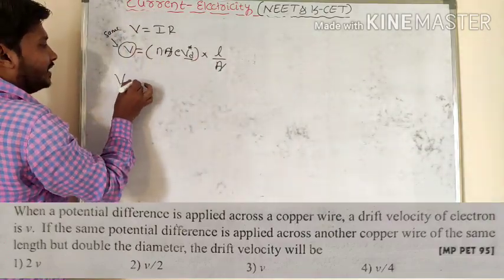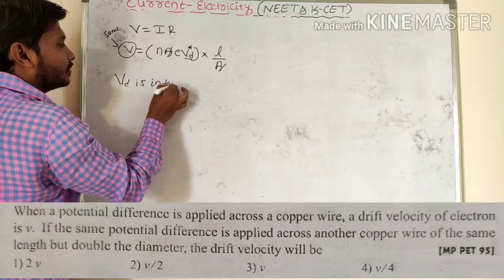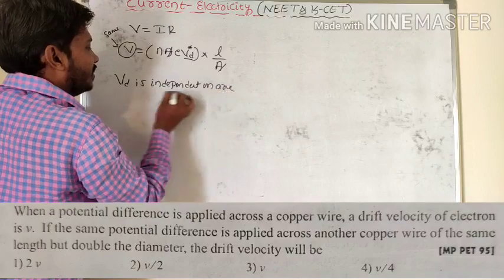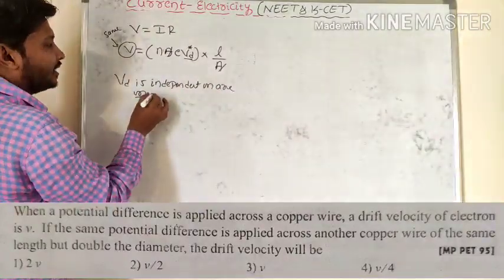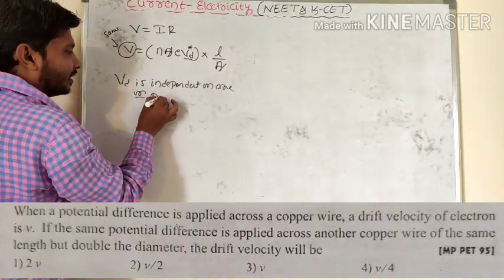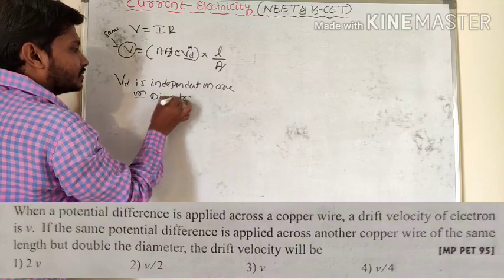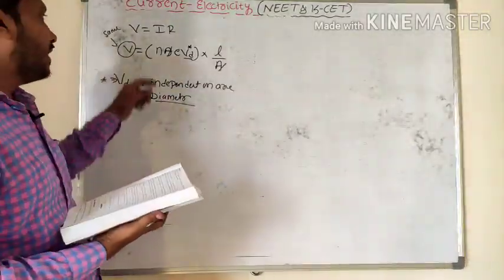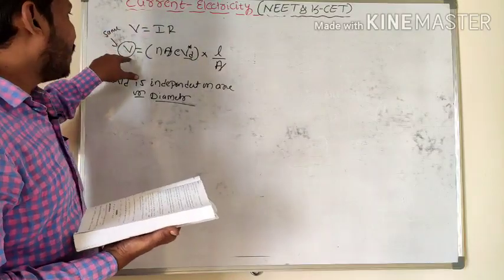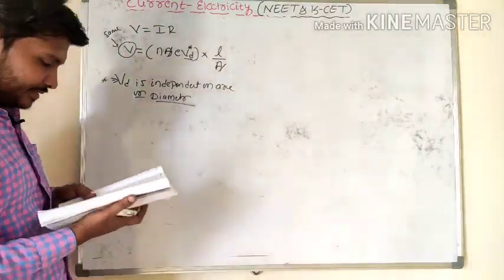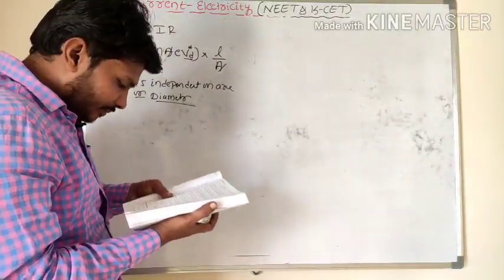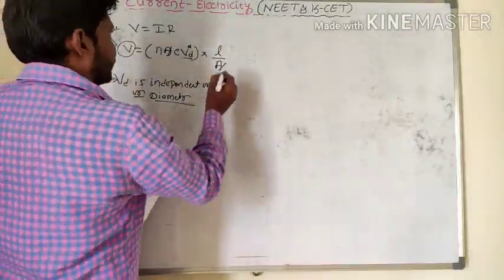So V of d is independent of area or diameter for a constant potential difference. So what's the answer here? The drift velocity remains the same. Then we'll look at the next one.